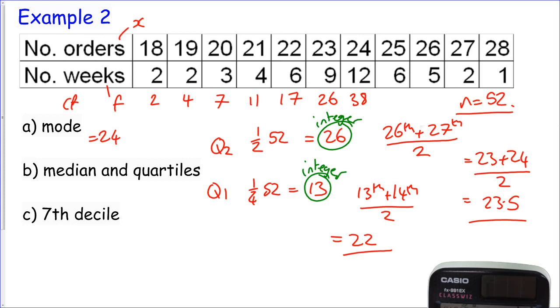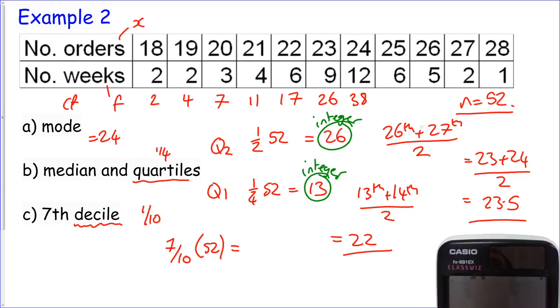The 7th decile, this word decile actually means a tenth. So we have quartiles, which means a quarter. So deciles means a tenth. So this is finding 7/10 of the way through our data. So we're going to do 7/10 of 52, which is a calculator job. So if I do 7/10 of 52, so I do 7 divided by 10, and then we times by 52. We get this number, which is 36.4.